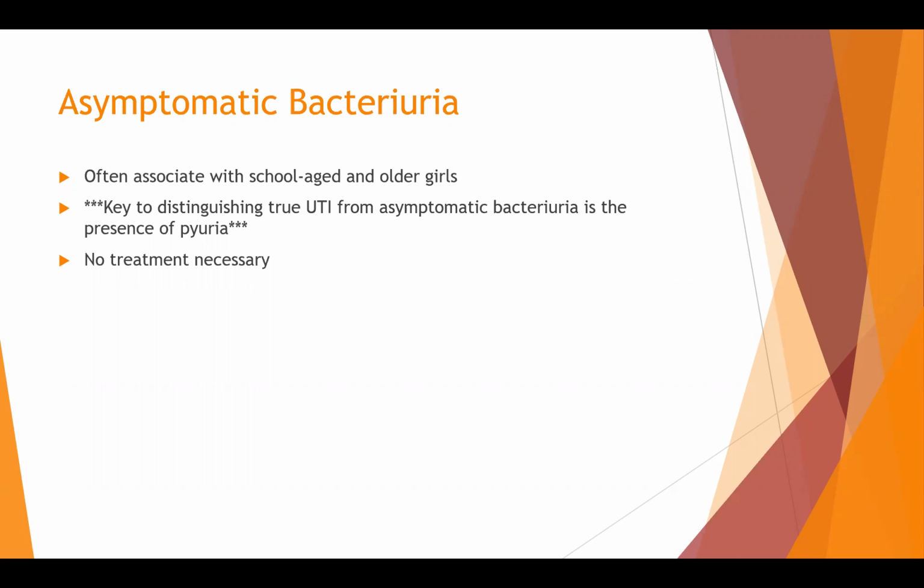So when we find a positive culture, or bacteria in the urine on the UA with micro, think about, okay, does this kid have symptoms? Does this kid have any sort of setup for UTI, that sort of thing? But the big deciding factor is, is there pyuria there? And we do not treat asymptomatic bacteria.